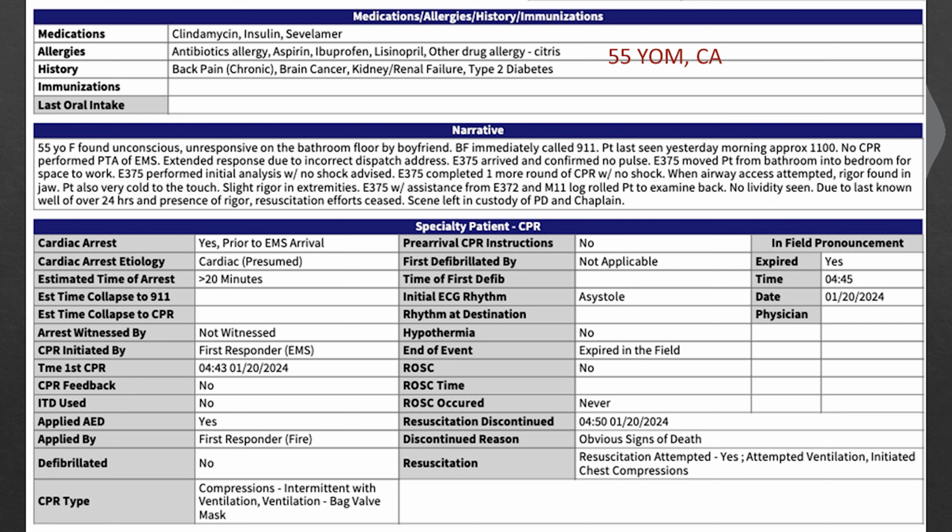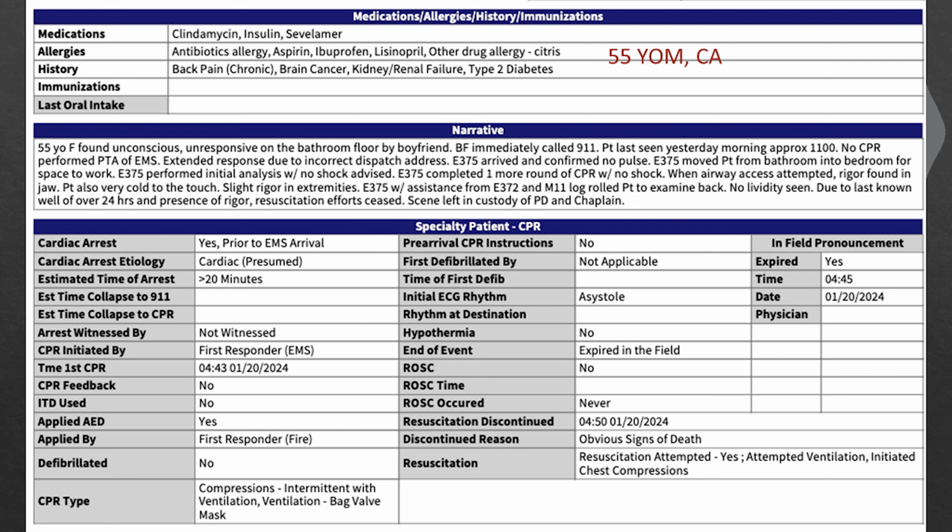Let's talk about our first patient here. We've got a 55-year-old male who presents in cardiac arrest. The patient was found unconscious, unresponsive on the bathroom floor by the boyfriend who called 911. Now, this patient was last seen yesterday morning at 11 o'clock. No CPR performed prior to arrival of EMS.